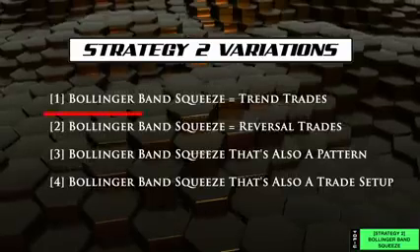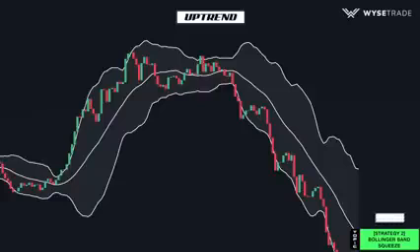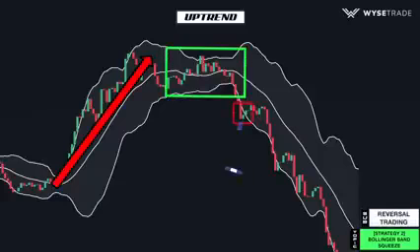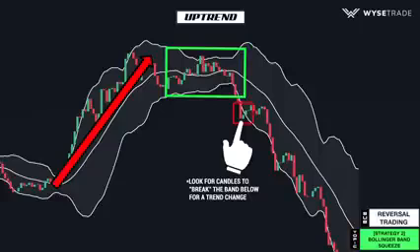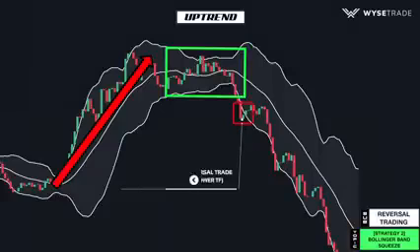So this works for reversal trades as well. You have your moving uptrend. The bands squeeze together. Then once price breaks the band below, this signals a reversal of the trend, and you would look for short trade entries, going in the opposite direction.